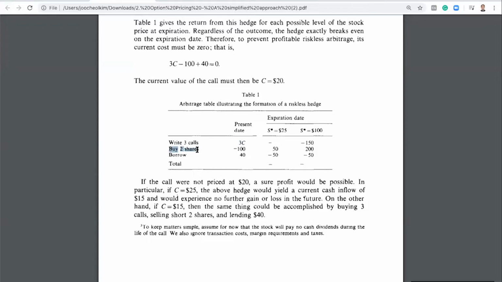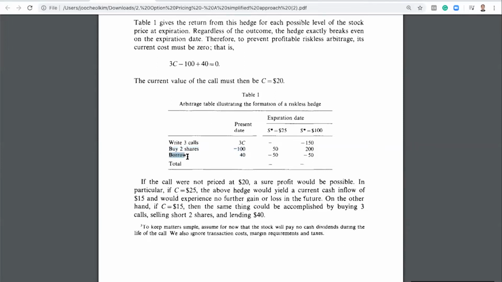And then I'm going to buy 2 shares, and the price of 1 share is $50, and I'm going to buy 2 of them. Then the total money that I'm going to pay is the $100. Then $100 goes from my pocket to the other guys. So from my cash flow point of view, it's negative 100.